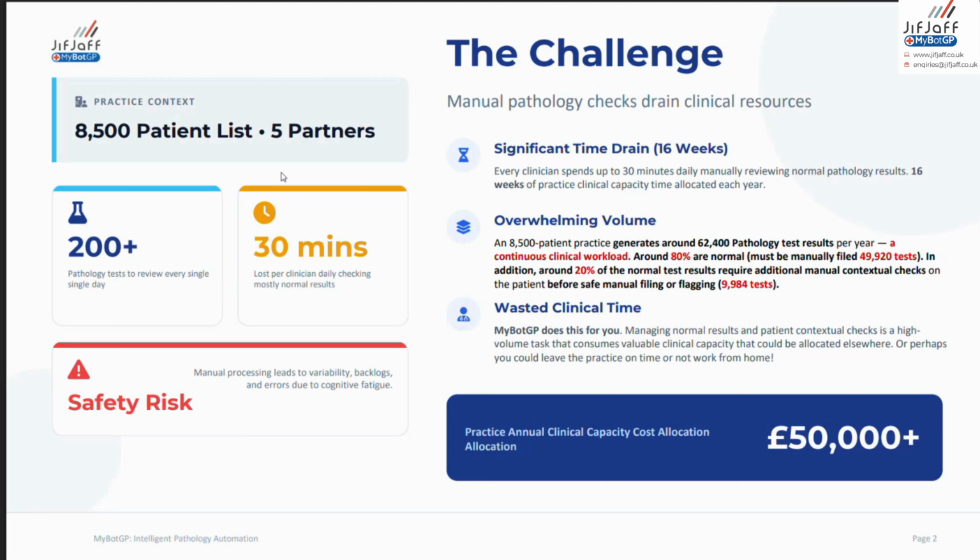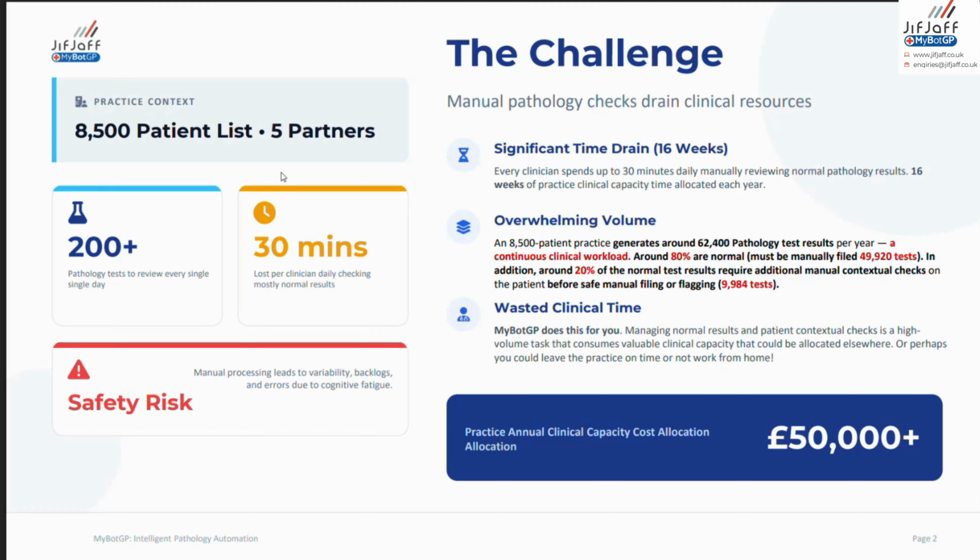We had a client call yesterday with one practice that had 2. They're working particularly hard. Most will have approximately 5. Okay. Now, an 8,500 list in the UK at the moment generates approximately 62,400 pathology tests a year. So just under 62,500 pathology tests a year.